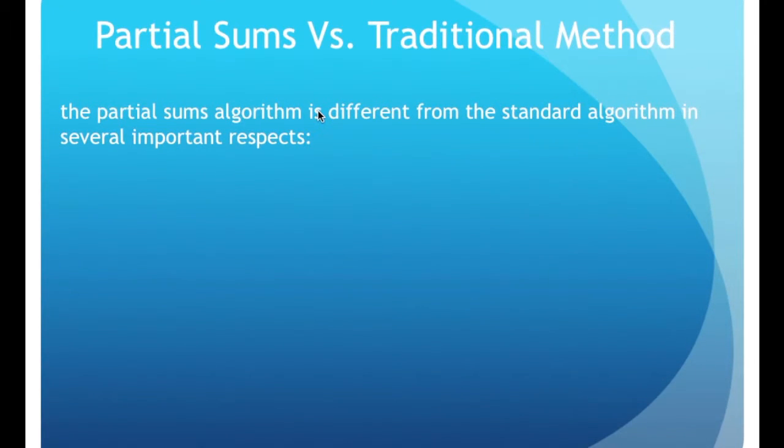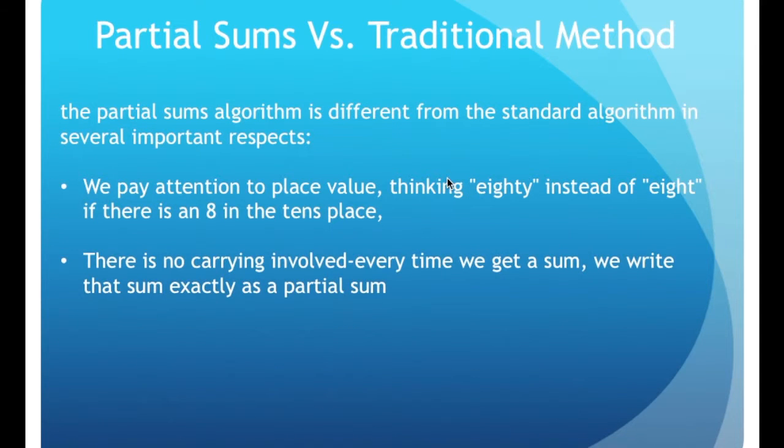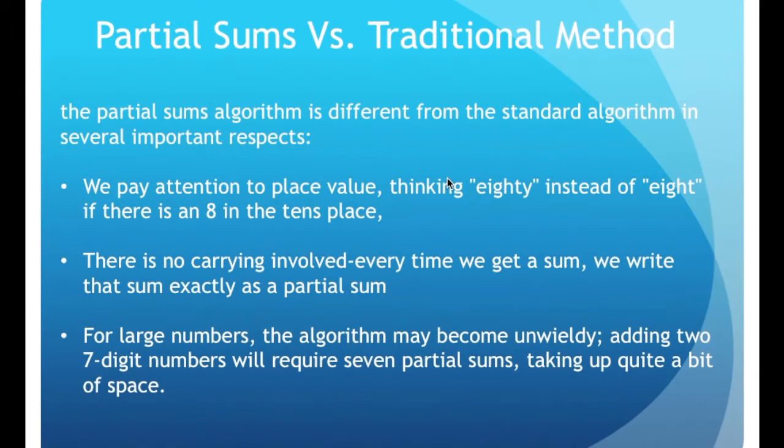Partial sums versus traditional method. The partial sums algorithm is different from the standard algorithm in several important respects. First, we pay attention to the place value, thinking 80 instead of 8 if there is an 8 in the tens place. Also, there is no carrying involved. Every time we get a sum, we write the sum exactly as a partial sum. But like most things, there is a con to this. For large numbers, the algorithm may become unwieldy. Adding two 7-digit numbers will require 7 partial sums, taking up quite a bit of space. And this can be very long and unnecessary when doing addition.